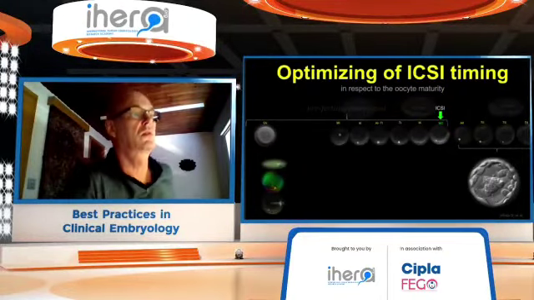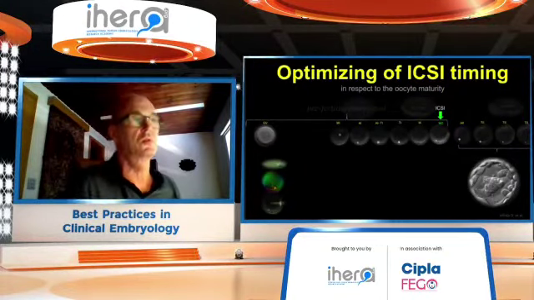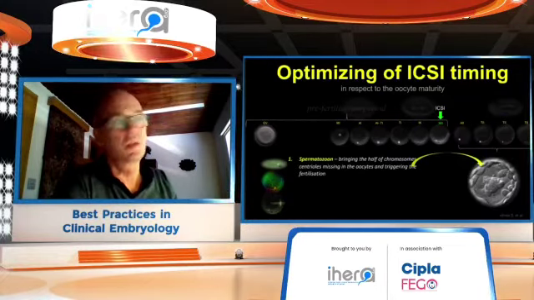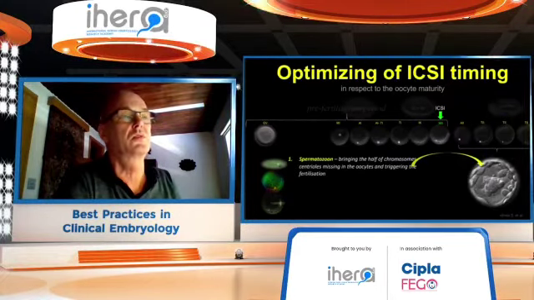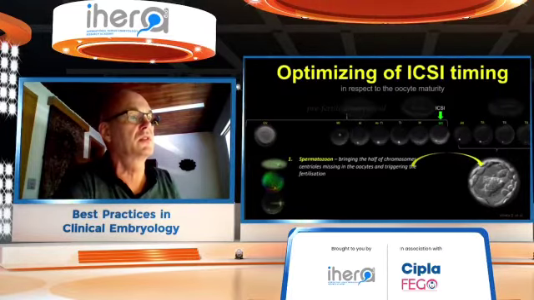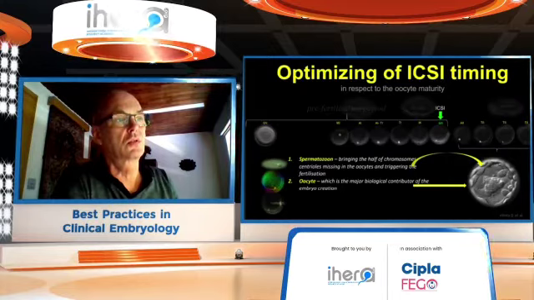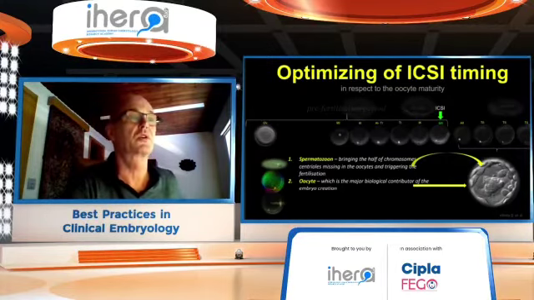Everybody of us knows that there are three major contributors to embryo creation. The first one is the spermatozoon, bringing half of the chromosomes, where the centriole is missing in the oocytes, and triggering fertilization. The second one is the oocyte, which is a major biological contributor to embryo creation.